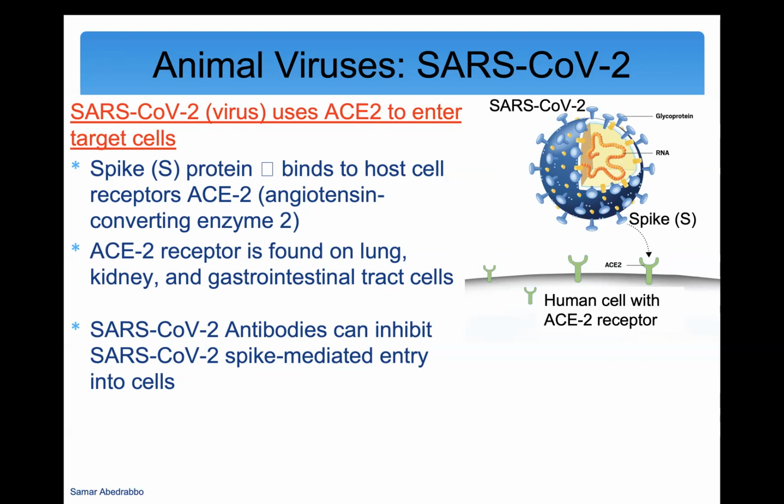The reason why this is important is because we see ACE2 receptors on our lungs, our kidneys, our gastrointestinal tracts. It's in our lungs, so that's why we were seeing a lot of breathing problems that people had when they were getting diagnosed with SARS-CoV-2. And SARS-CoV-2 antibodies sometimes can stop this interaction, so this binding.